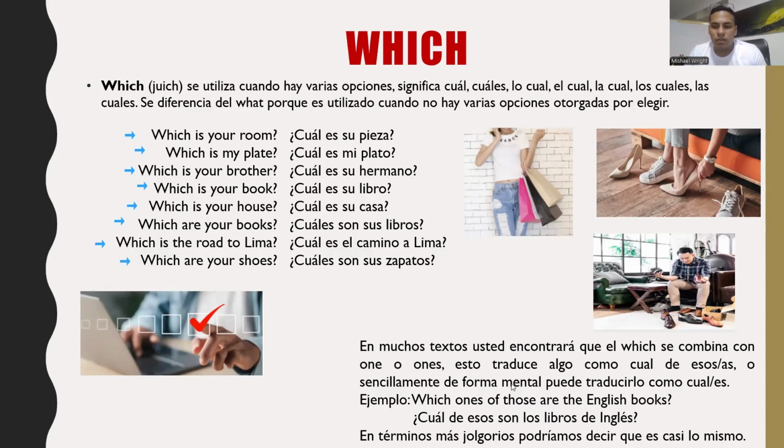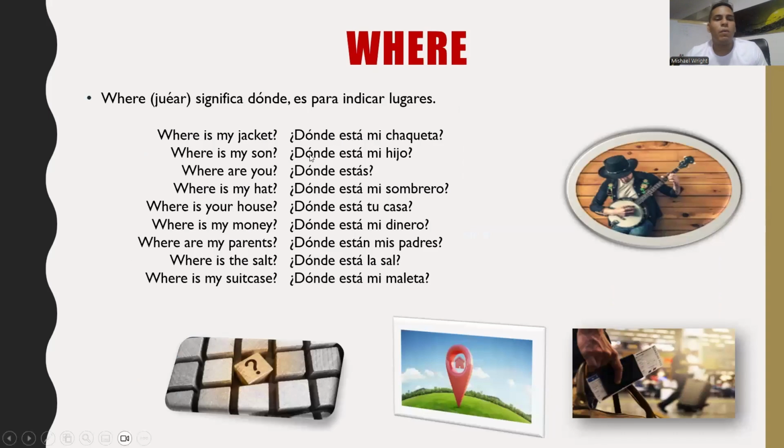In other terms, we can say it's basically the same, but it's not, because once is more specific. So we have where, that means dónde, and is to indicate places, right? Where is my jacket? Where is my son? Where are you? Where is my hat? Where is your house? Where is my money? Where are my parents? Where is the salt? Where is my suitcase?